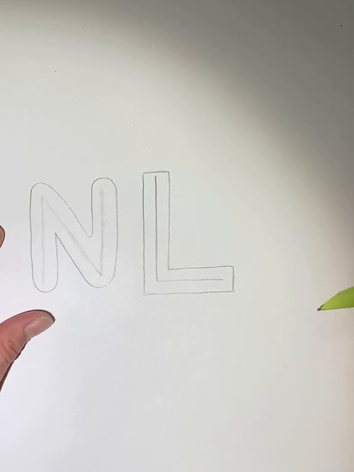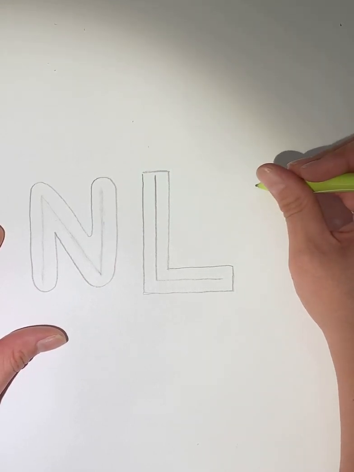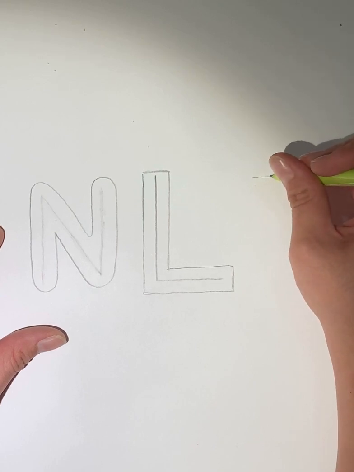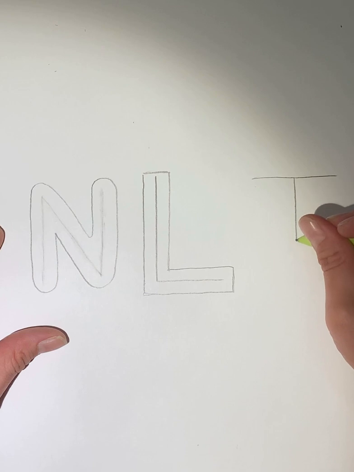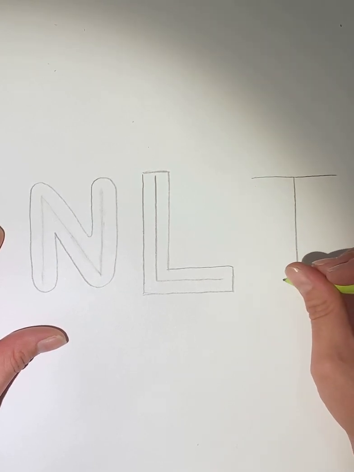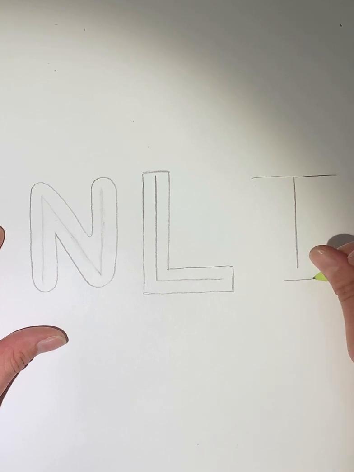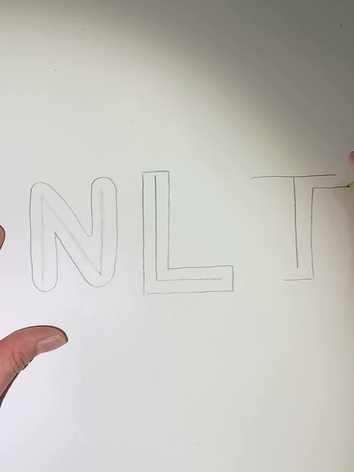Okay. Now, if you want to try something a little more challenging, you could try creating a 3D letter. So for this one, I'm going to do a letter T. And same thing, I'm going to start by writing my letter. Okay. And I'm going to create a block letter for this one. I'm going to outline around it, making sure to square off the ends.